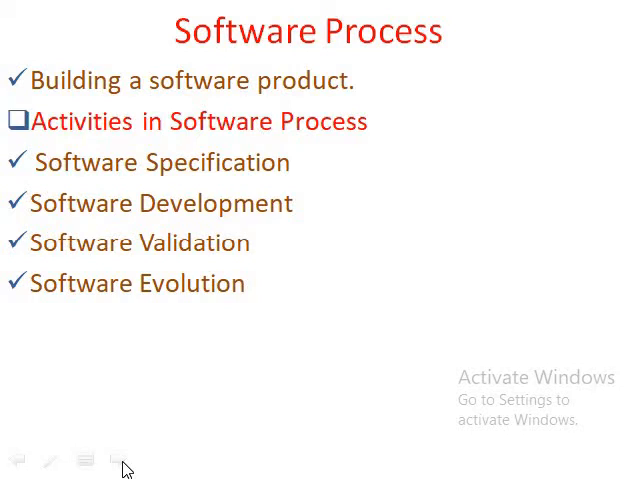First, what is meant by software process? Building a software product is known as the software product process. The following are activities inside the software process. First one, software specification, then development, validation, and last one, evaluation.